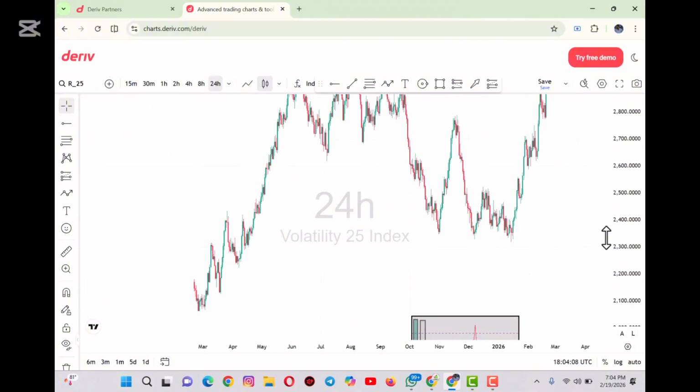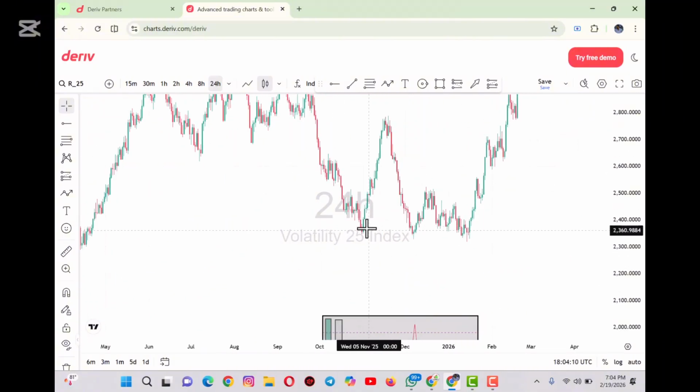Now remember the definition of an order block. We said this is the last bullish or bearish candle before a massive push to the upward side or to the downward side. So now let's look at this particular candle here.